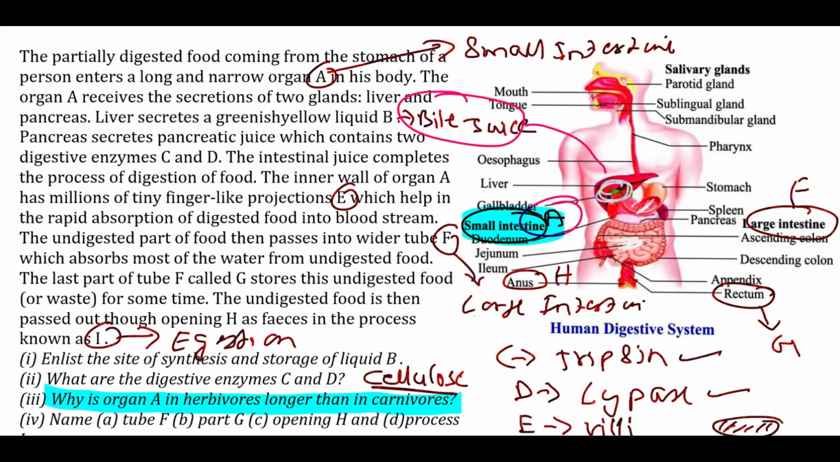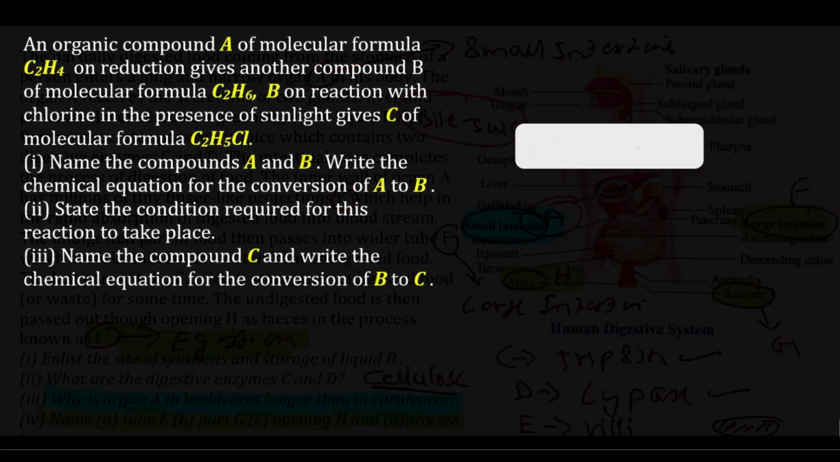Lastly, if I read the later part, it says name F, we have named it. Part G, we named it. G is rectum. And F we have already named as large intestine. Then the opening H is anus, we named it. And the process I, we named it, is egestion. So this is all about this question.